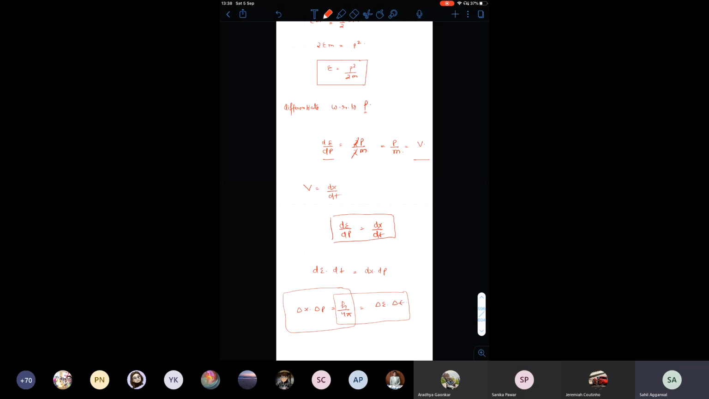Understood? Which one was questioned in 2017? The question was delta E dot delta T is equal to h upon 4 pi. Is this also the Heisenberg equation? That was the question.